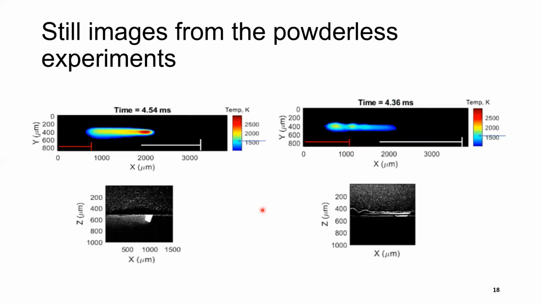Now, some of those videos may have been fast, so I wanted to just take some still shots from the powderless experiments. This is from the first set of experiments, which did not yield balling. And this is from the set of experiments that did yield balling. We can see that for this set of parameters, pretty much the entire length of the track is liquid.